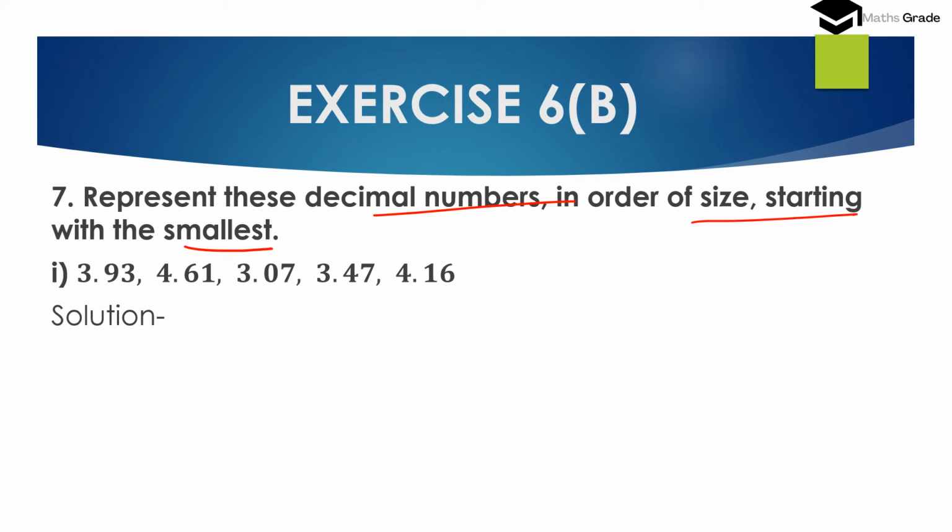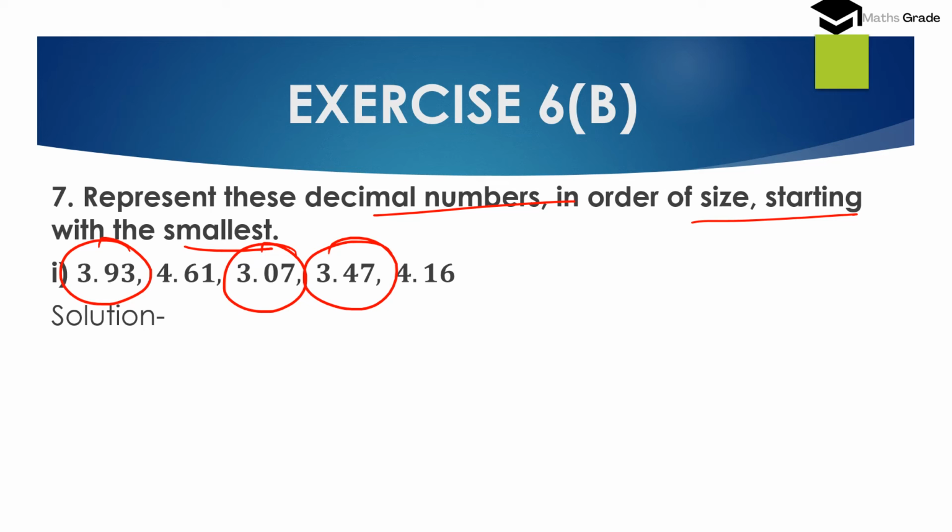So the smallest digit in these given decimals is first 3. 3 is the smallest digit in the whole part. Here 3, here also 3, 3. Three decimals have 3 in the whole part. Then after the whole part, next move to the 10th place. Here in the 10th place in 3.93, 9 is in the 10th place. In the decimal 3.07, 0 is in the 10th place, and 4 is in the 10th place, 3.47.